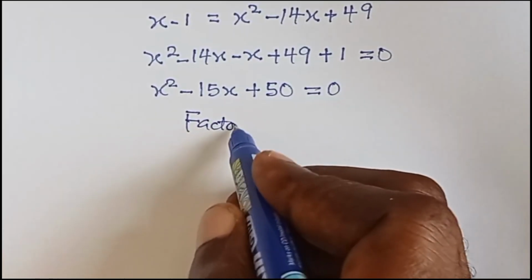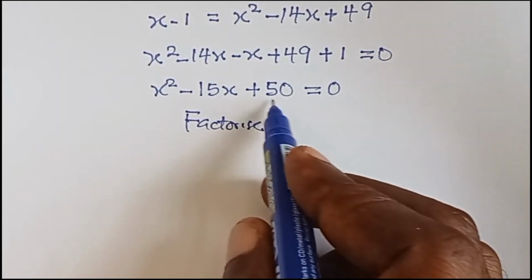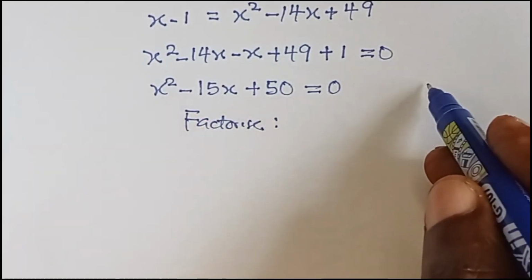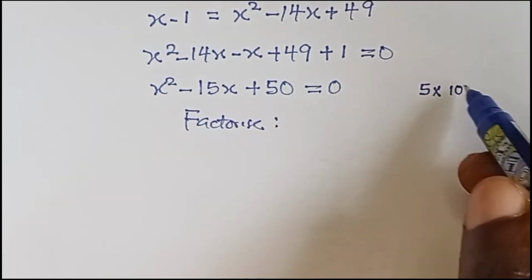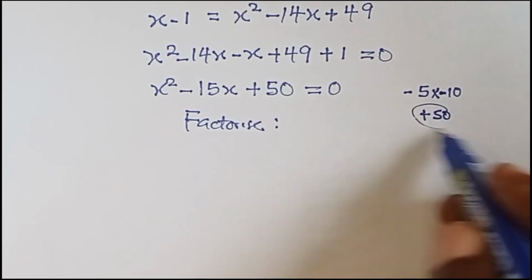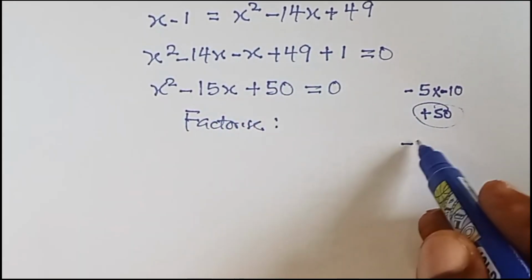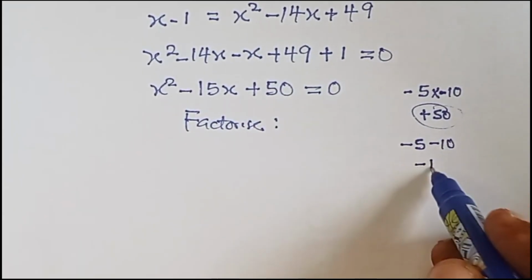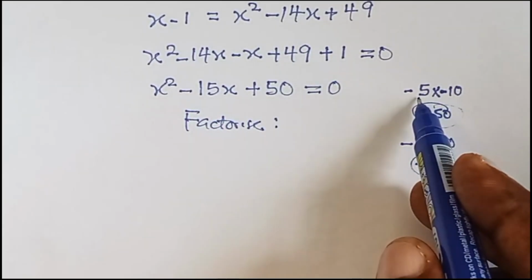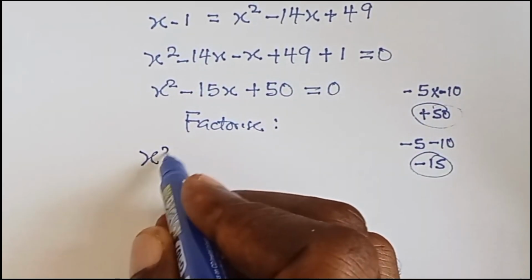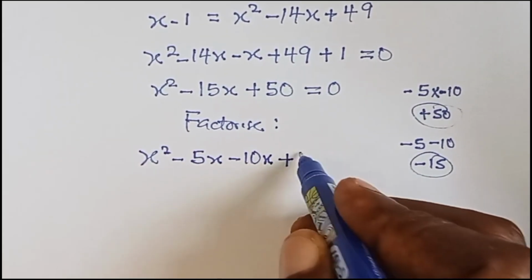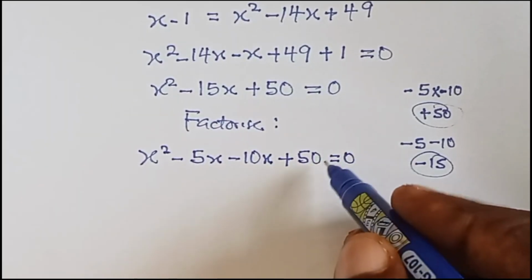So now let's factorize this. Factor of 50 that will give us minus 15 when we add. We can do 5 times 10. Okay, minus 5 times minus 10 will give plus 50, which is this plus 50. And minus 5 minus 10 is minus 15, and that is the minus 15x we have here. So we are using minus 5 and minus 10. We have x squared minus 5x minus 10x plus 50 equals 0.